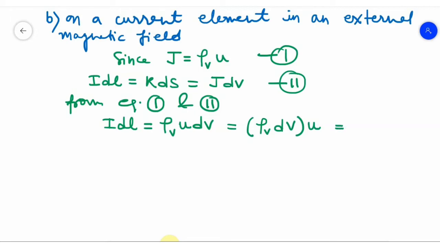You might be recalling that volume charge density equals dq upon dv, charge per unit volume. So from here this rho V dV can be written as dq. So we can write this as dq into u.